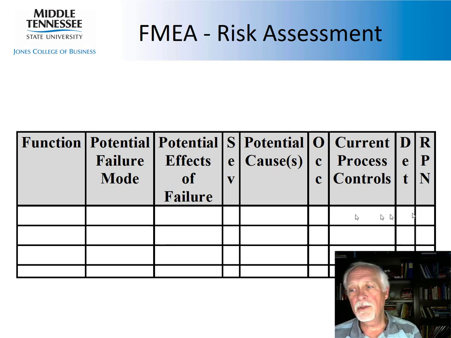And then the multiplication of the severity times the occurrence times detection is a risk priority number. These are whole numbers. It can be a 1 to 10, it can be a 1 to 5, it can be a 1 to 100 number, usually 1 to 10 or less.